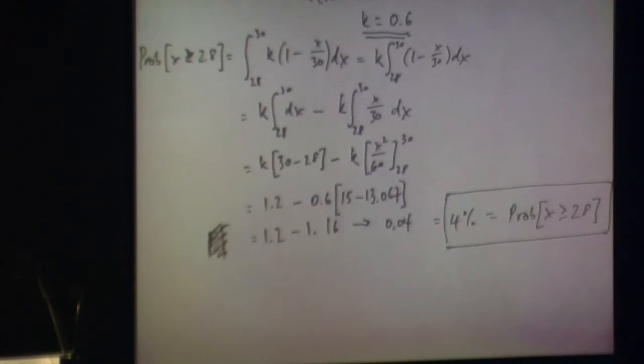So the integration, certainly for these problems, is actually pretty easy. Integrating x or x squared is relatively straightforward.